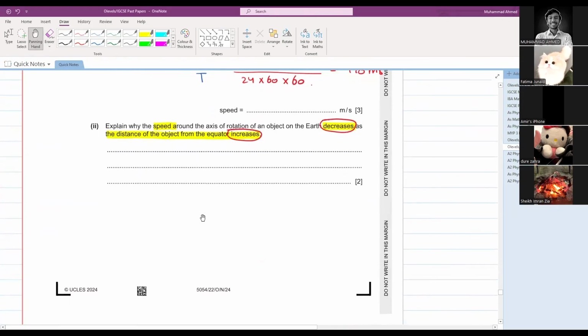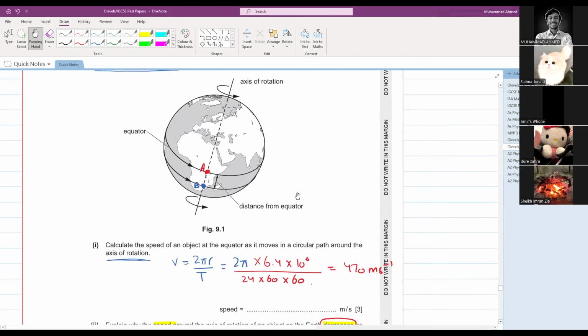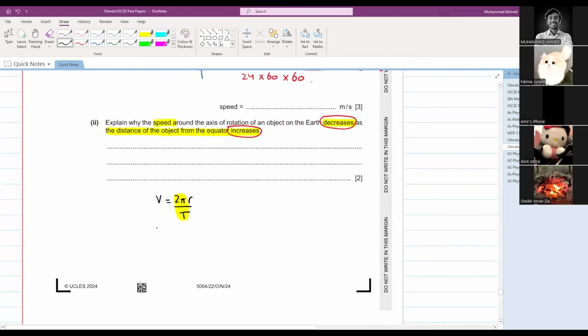If you realize the answer lies in this formula, V is equal to 2 pi r over T. Do you realize that this 2 pi r over T will be a constant? Why? Because even if you are at the blue point, आपका time period of the entire rotation will remain 24 hours. Okay. So that means I can write it like this. Velocity is directly proportional to radius. Perfect.